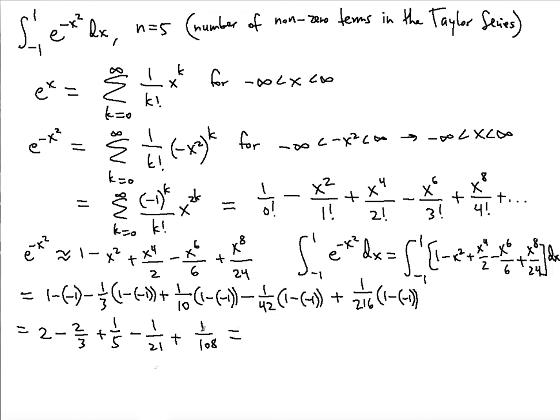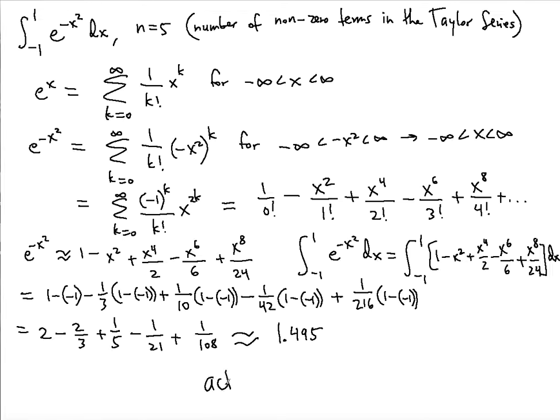So we would get what? This is a mess. Finding the LCD is going to be a huge number, so I'm just going to use my calculator. My calculator gives me the approximated result 1.495. So this is the approximate value of the definite integral.